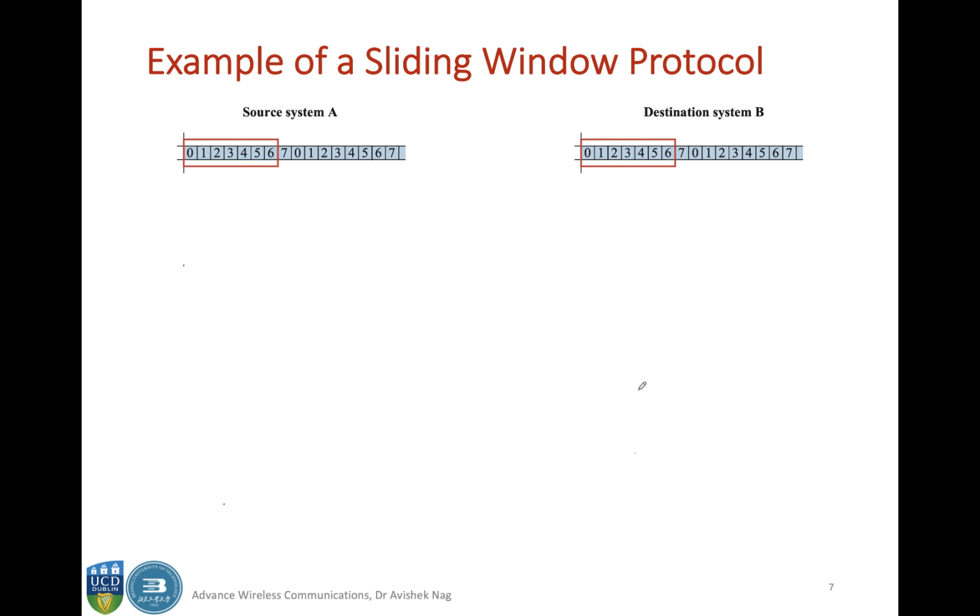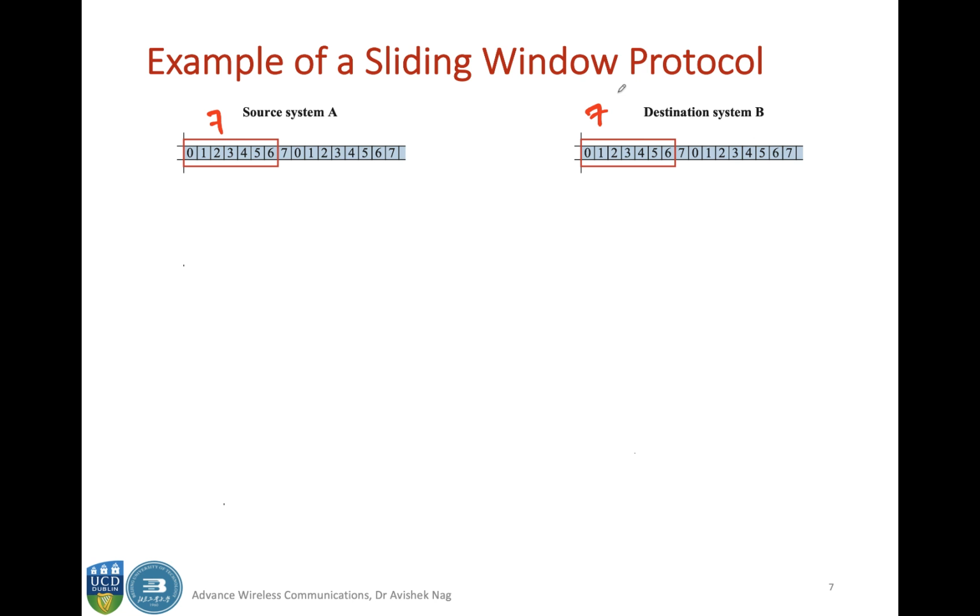So now let's see an example of a sliding window protocol. Let's say you have two systems, A and B. A is your source and B is your destination. For both, let's say we have an initial window size of 7. So between 0 to 6, the initial window size is 7 for both the transmitter and the receiver.